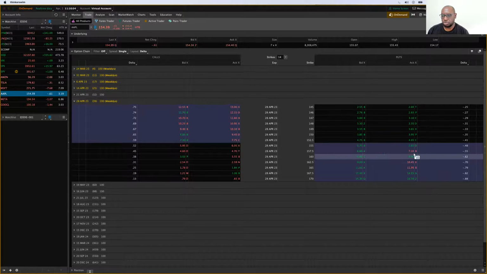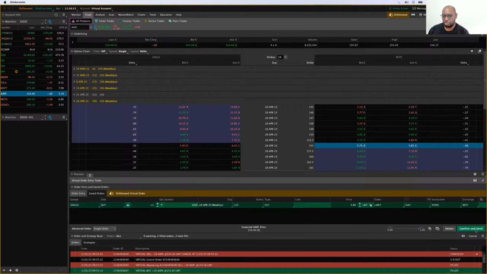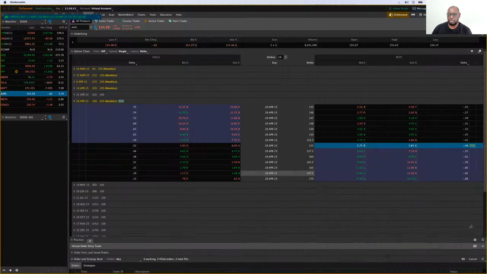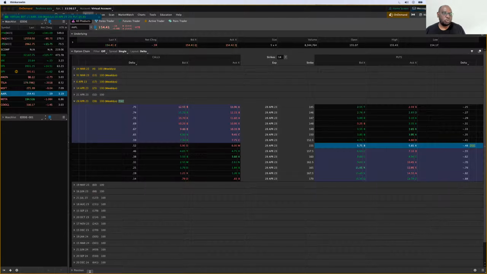And I'm just going to do a simple at the money put for the 155 strike. I'm just going to buy that. Let's see how that works. Okay, just going to buy one. So I just bought one at $5.80.